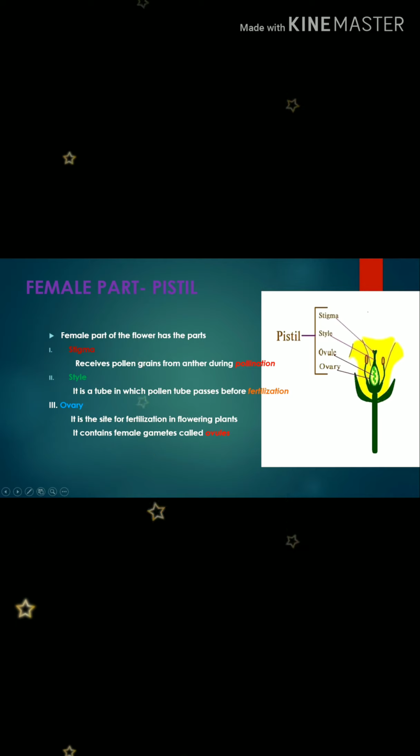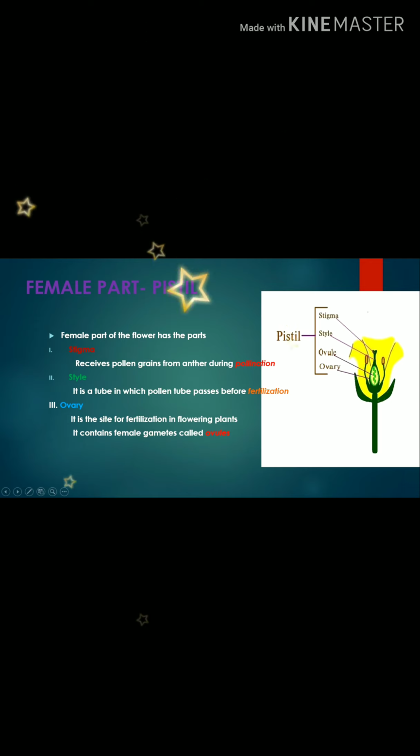We have the female part of the flower. The female part of the flower collectively is known as pistil, which has the following parts. One is stigma, two style, three ovary. What is stigma? Stigma is the part which receives pollen grains from the anther during pollination. Let us not be confused with this kind of words. We are going to learn them in the coming lesson.